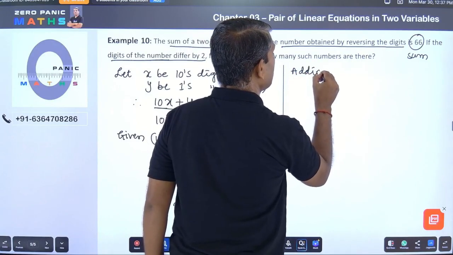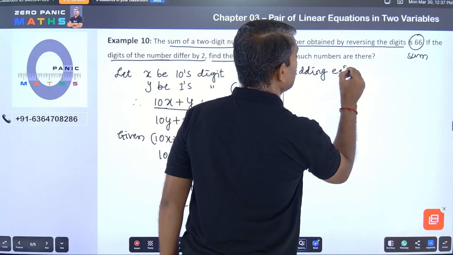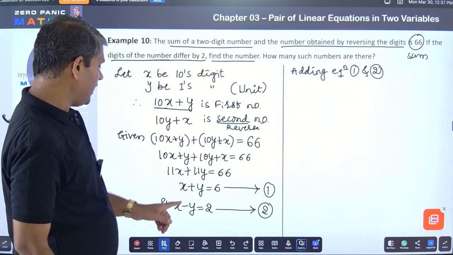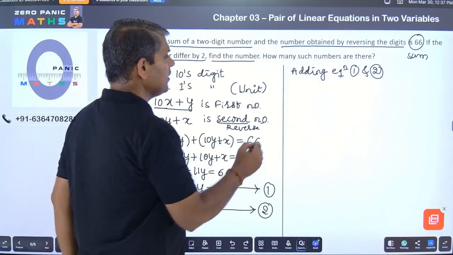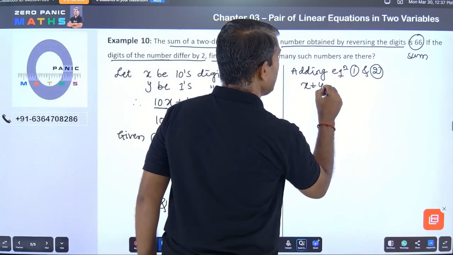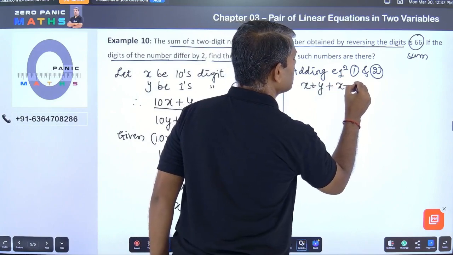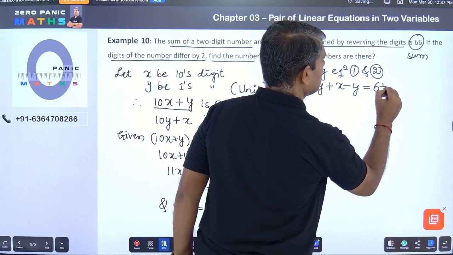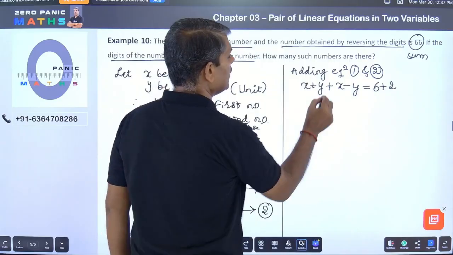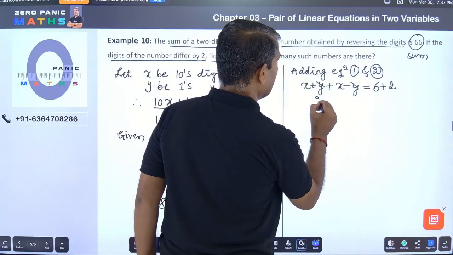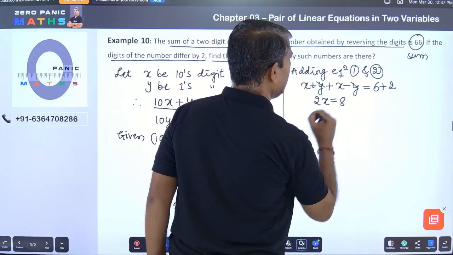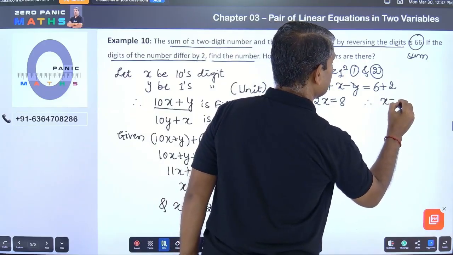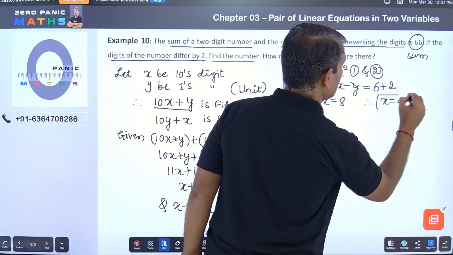Adding equation 1 and 2, what does it give me? x plus y plus x minus y is equal to 6 plus 2. Y got cancelled and it is 2x is equal to 8. So therefore x is 8 by 2, which is 4.